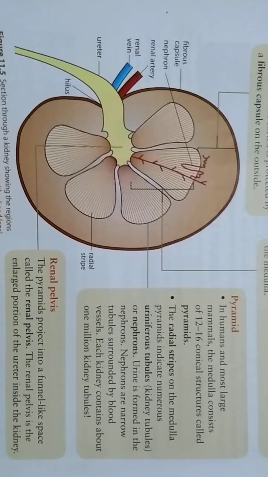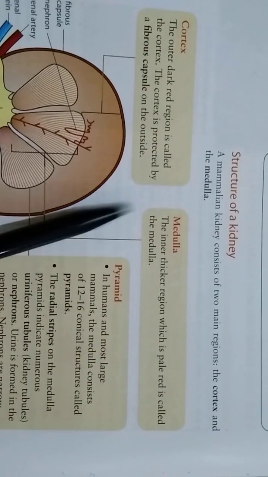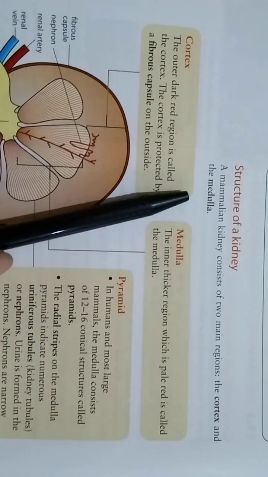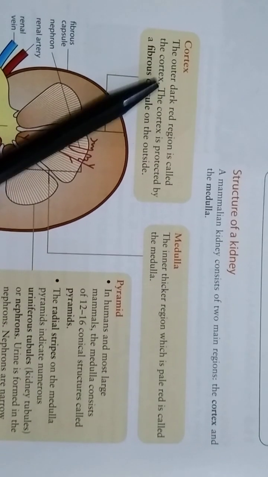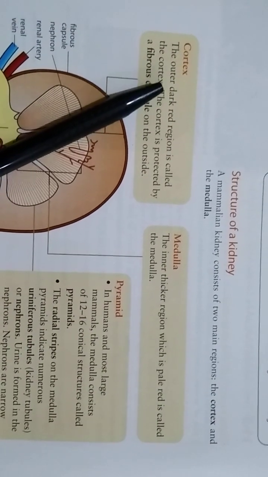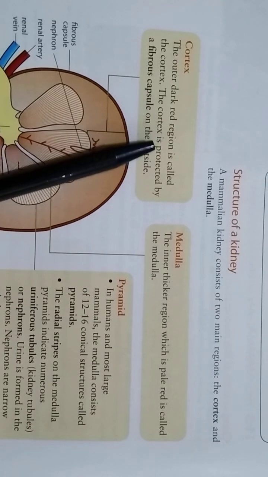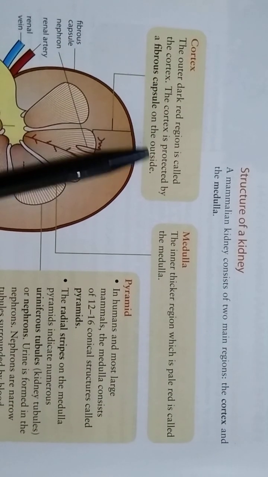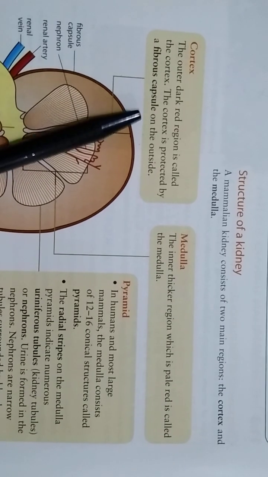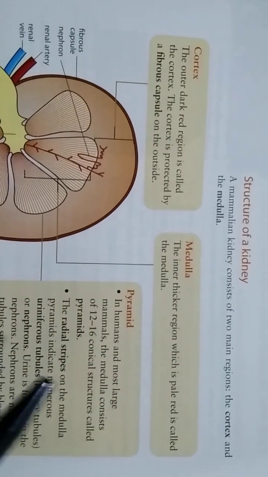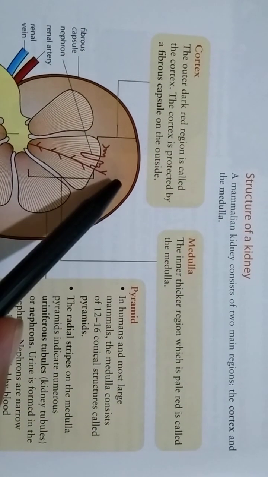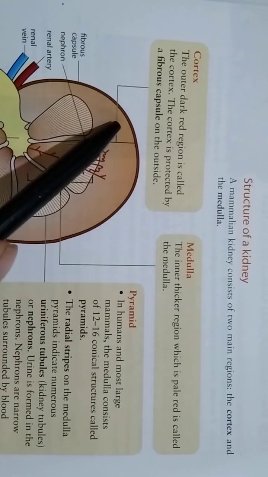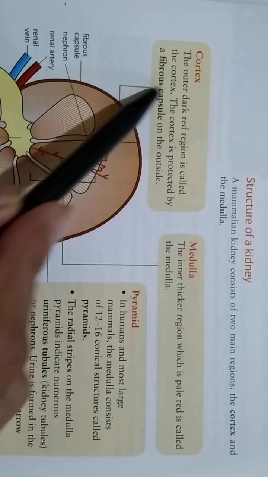Now we read about the cortex. The two main regions are the cortex and the medulla. The outer dark red region is called the cortex. The cortex is protected by a fibrous capsule on the outside. The outer part of the kidney is called the cortex.